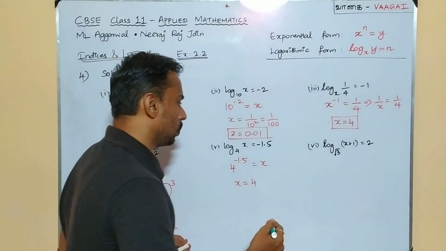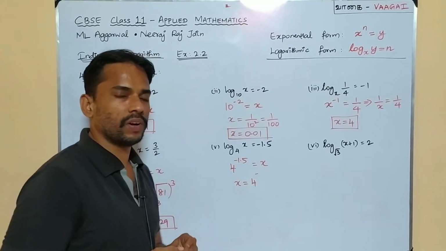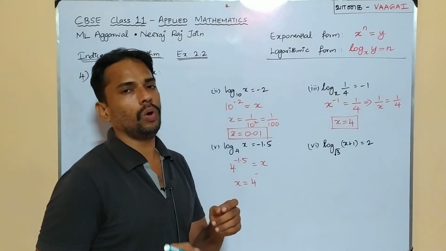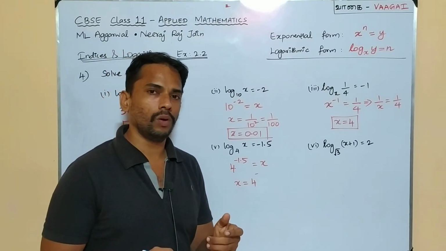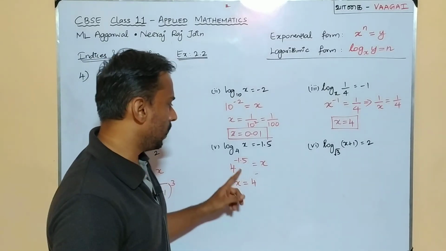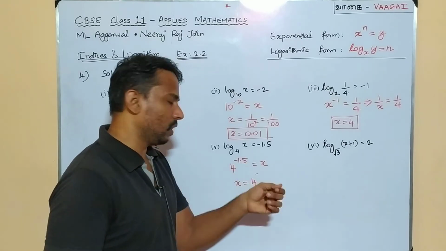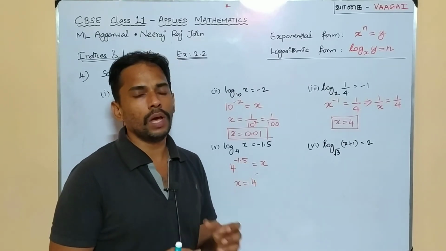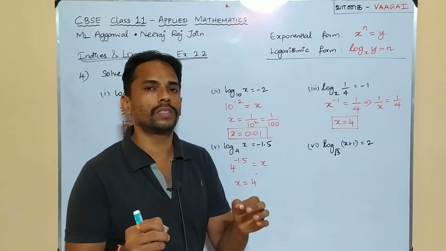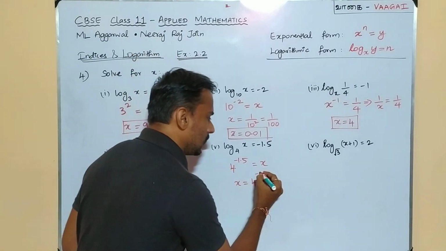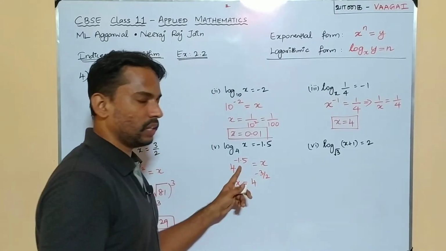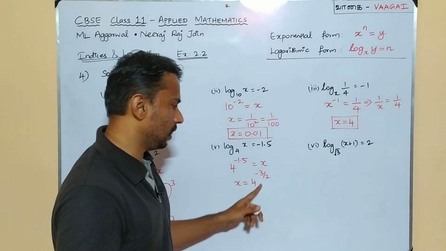So what do you mean by that? Minus 1.5 is actually a decimal, right? So let us try to write the decimal as a fraction. So minus 1.5. Minus 1.5 can be written as minus 3 by 2, right? Because this 1.5, the equivalent fraction is going to be 3 by 2. I am writing like this.